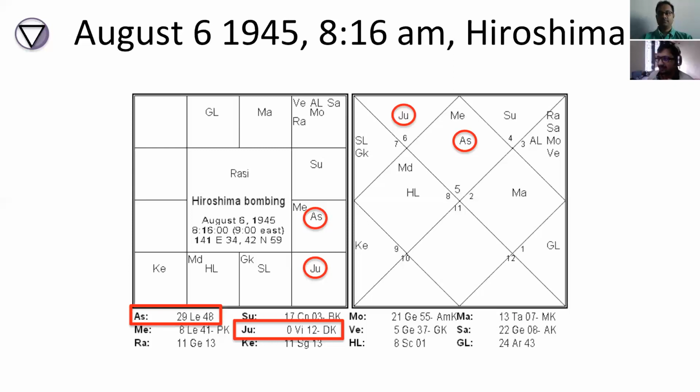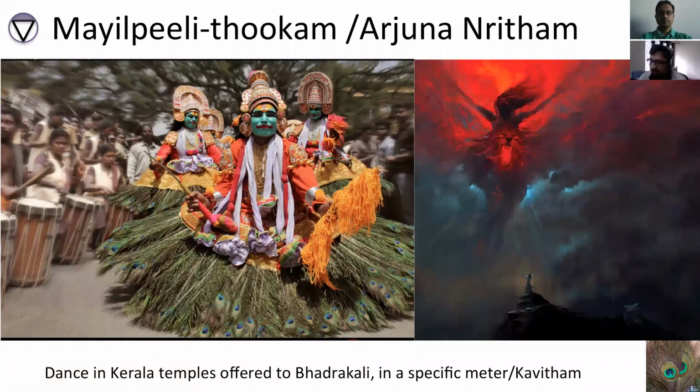So the next point: I found out that there is a dance form in southern Kerala called Mayilpili Thookkam. Mayilpili literally means peacock, and Thookkam means to hang. In this dance form, which is called Arjuna Nrittam, or Arjuna dance, you wear peacock feathers as a skirt, and you commemorate the dance which Arjuna did for the war goddess Bhadrakali before the Mahabharata war to appease Bhadrakali.